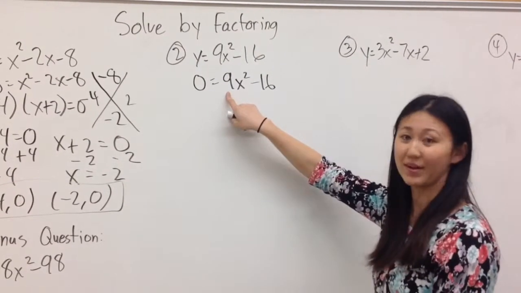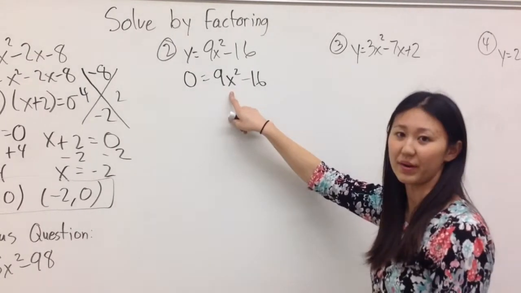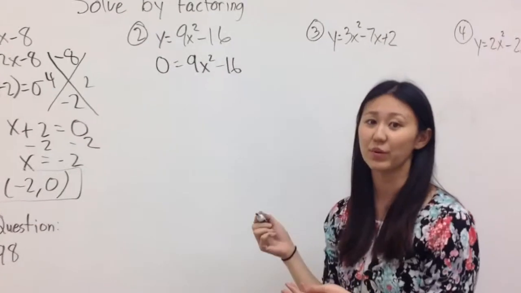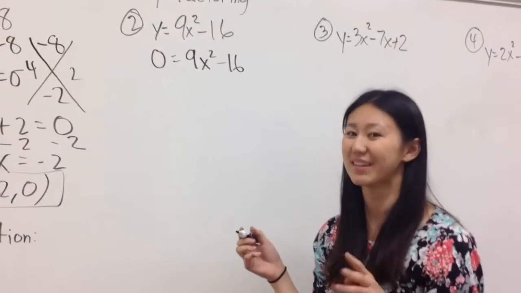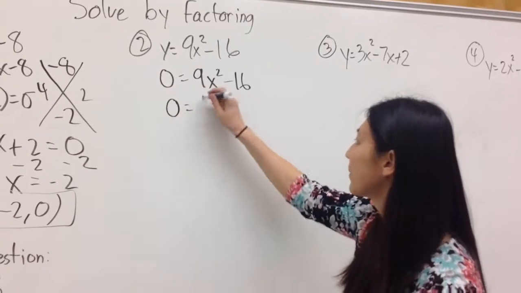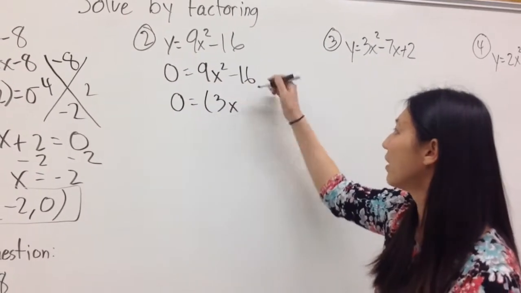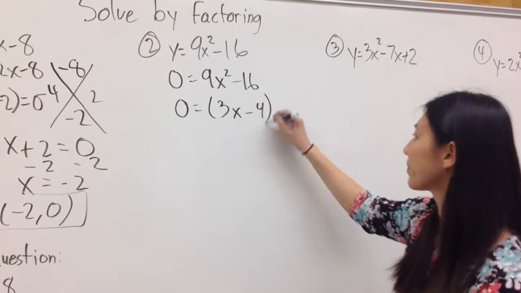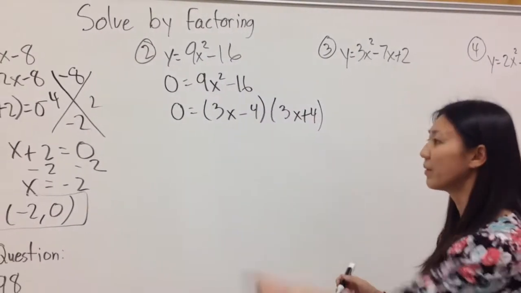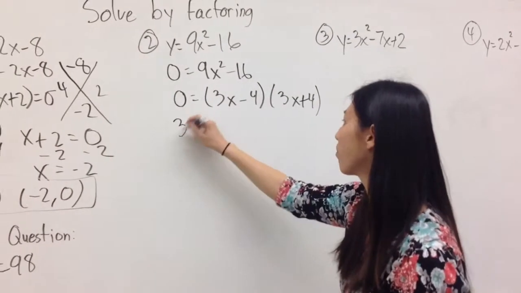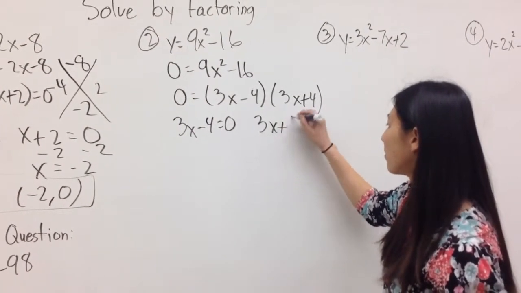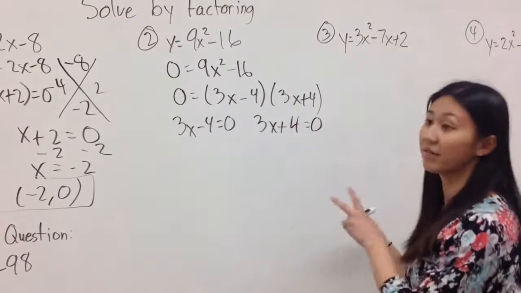9, well that's a square. X squared, that's also a square. And then 16 is also a square. So I'm going to do this with the difference of two squares. If you need more help on that, look at that difference of two squares video. And so this is going to be 0 equals. We're taking the square roots. Again, take the square root. One's minus, one's plus. We set each one equal to 0. And we solve each one.